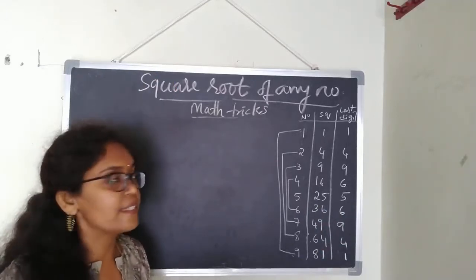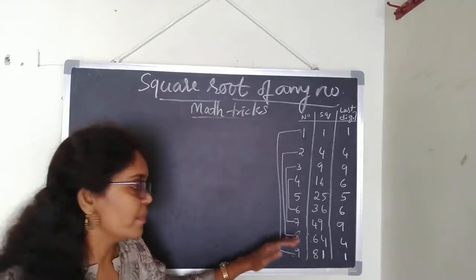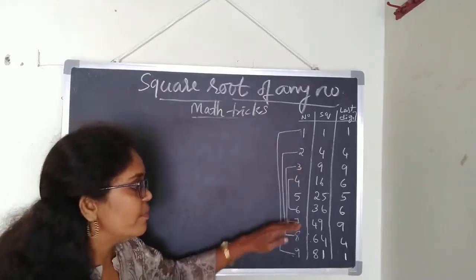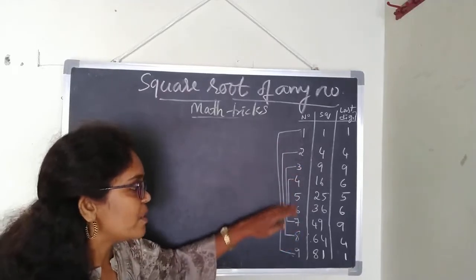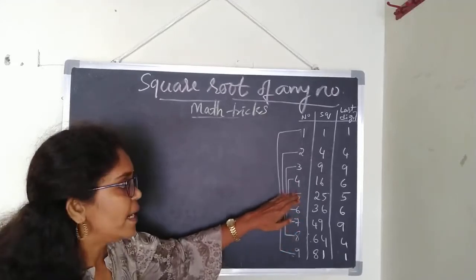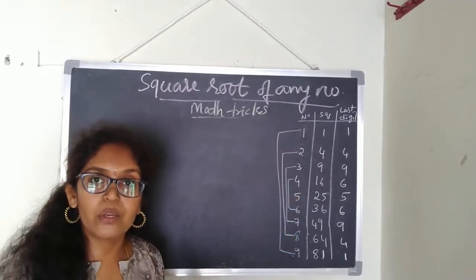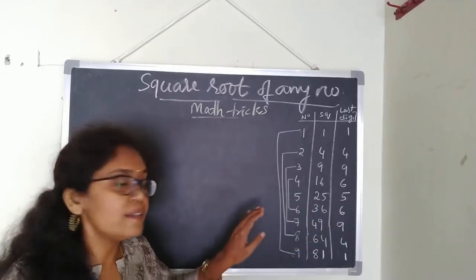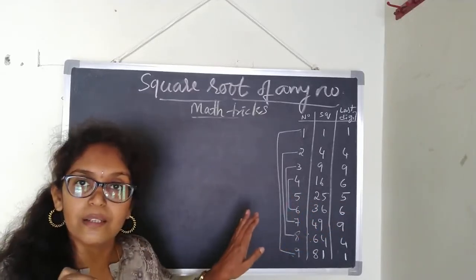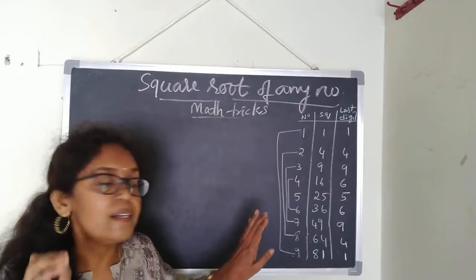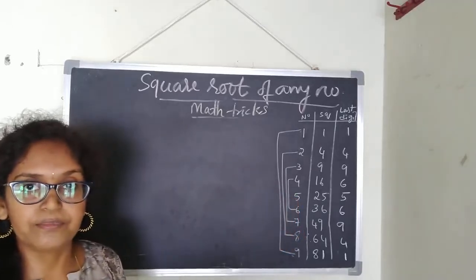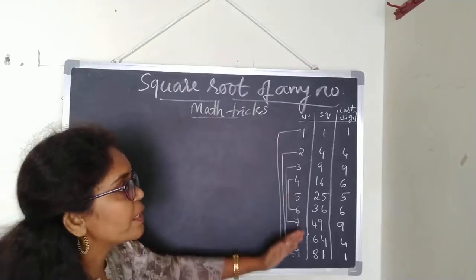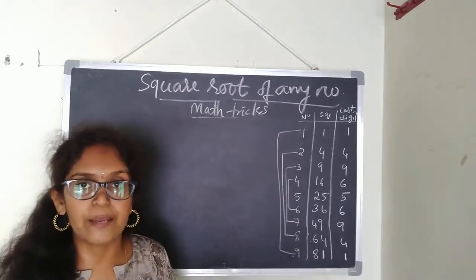The next 2 is with 8, 3 matches with 7, 4 matches with 6, and 5 is a single number. Anytime the last digit is 5, the square root of that particular number has the last digit 5. So no need to take the table every time.